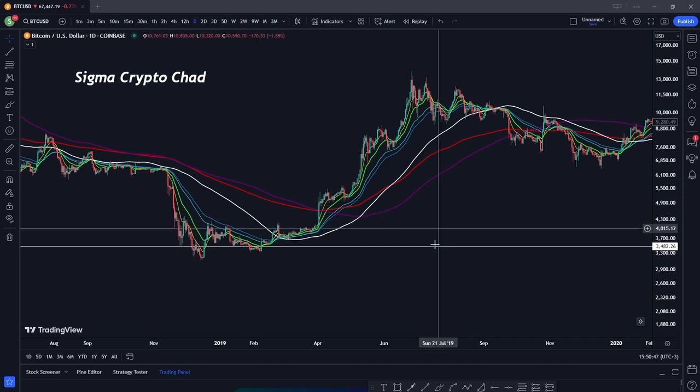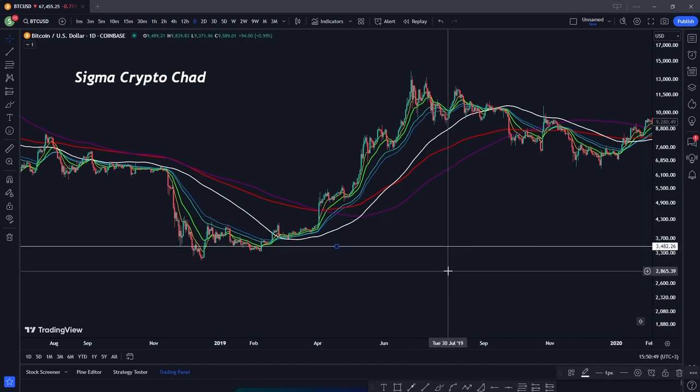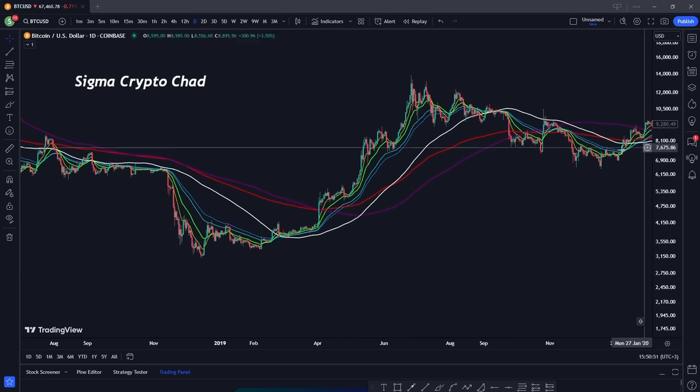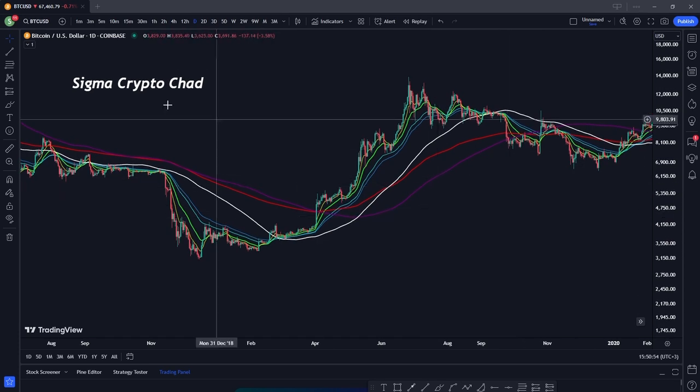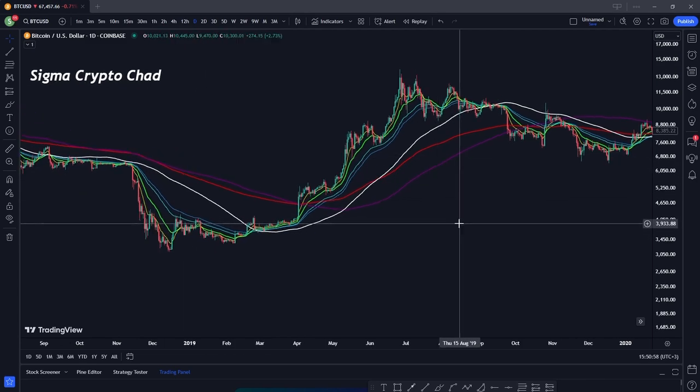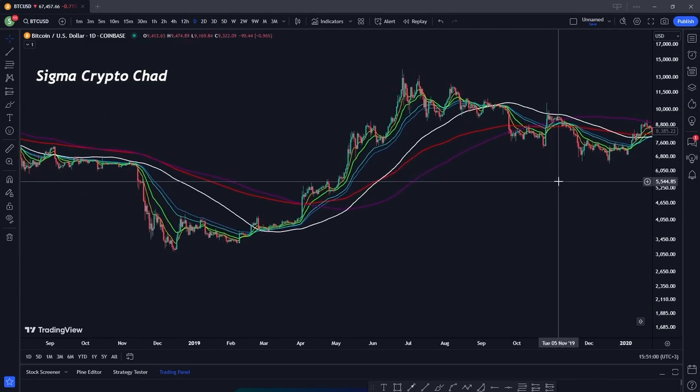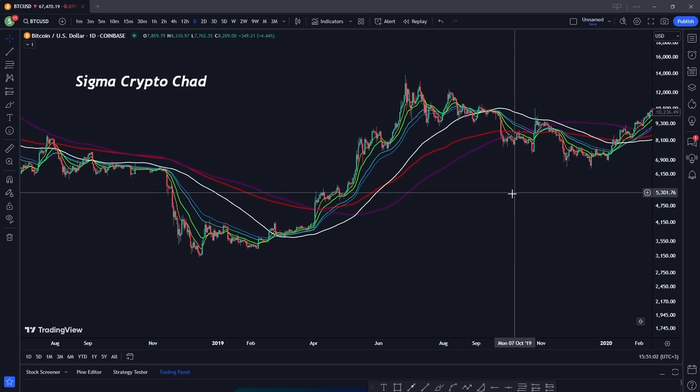You don't need anything. So here I have this support, I'll delete it. You don't need anything to trade this pattern except the market structure and moving averages. So the only things that you need is to understand the market structure and to understand the moving averages.